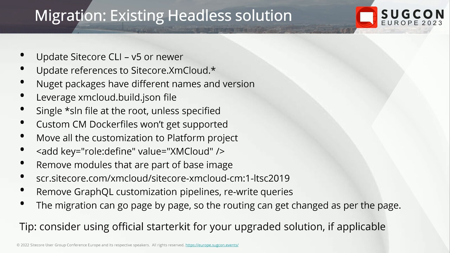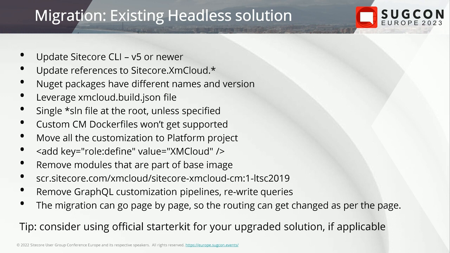Then references now look different. They are Sitecore.XMCloud.Assembly, and the same applies for NuGet packages, which now have different names and versions. You will need to leverage the xmcloud.build.json file, which is now a very important file located at the root of your mono repository. If you have a solution file, you need to place it there. If not, you will need to reference it from the xmcloud.build.json file.